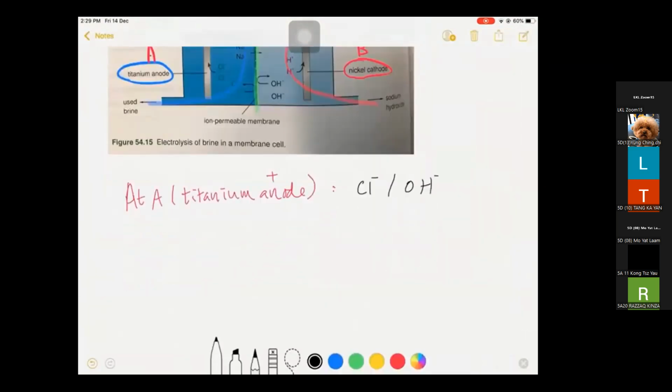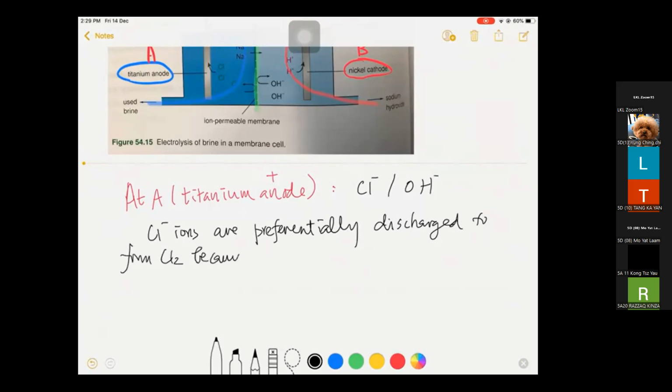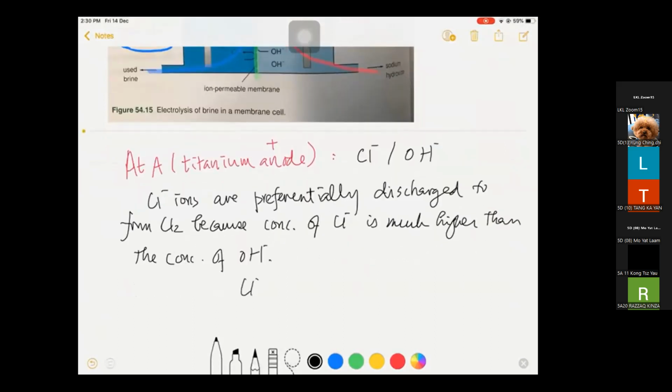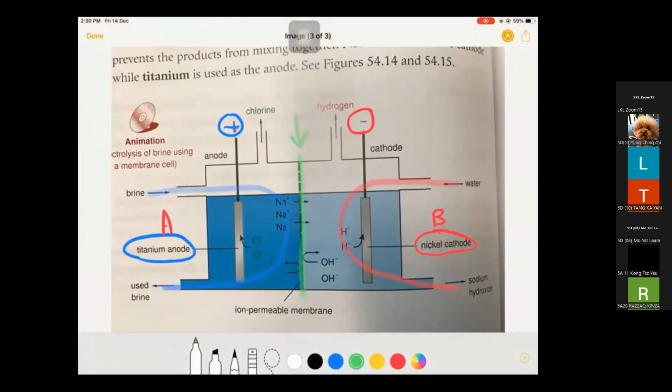So what happens at the anode? Let's continue. At the anode, can you tell me which ions are preferentially discharged? Now it's chloride ion once again. Because of the concentration factor: the concentration of chloride ions is much higher than the concentration of hydroxide ions. Therefore, chloride ions are discharged to form Cl2 by losing 2 electrons. Let's look at the diagram on the left-hand side, that means the anodic compartment. At the anodic compartment, the product is chlorine, okay?